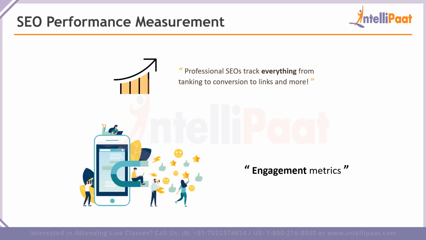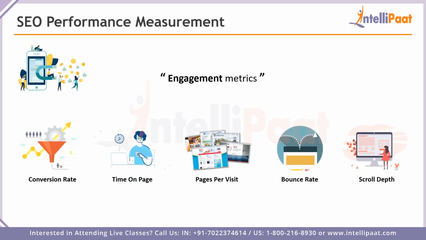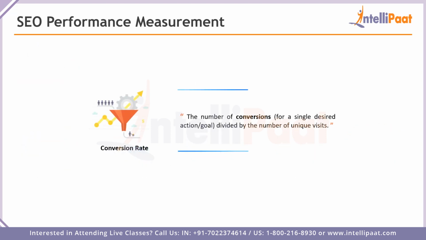Engagement metrics are these fancy terms that are used to denote a lot of important things, okay? These are the popular ones. There's conversion rate, there's time on page, there's pages per visit, there's something called bounce rate, and there's something called scroll depth. Now, each of these metrics is a measure of something which will have a direct impact on your SEO campaign and on how your website will rank or not rank. So let's take a look at each one of them.